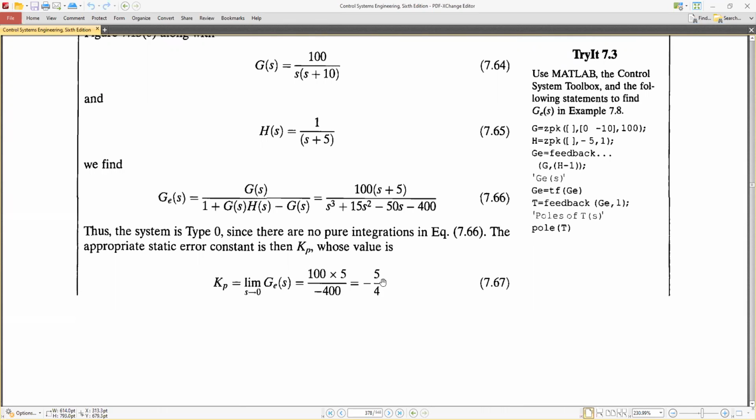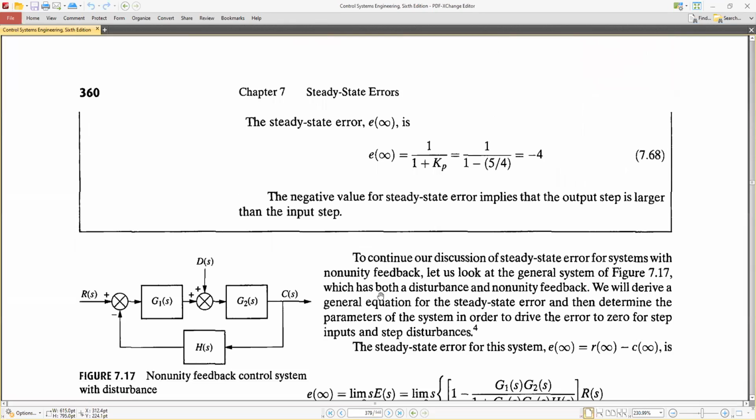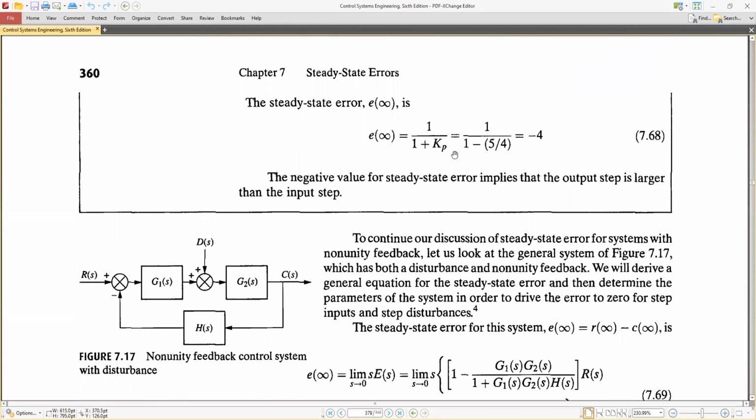If it has some value, the other two will be 0. The other system is type 0. The appropriate static error constant is then Kp, whose value is this one. So the steady state error is this one.